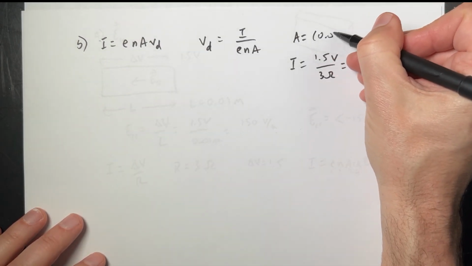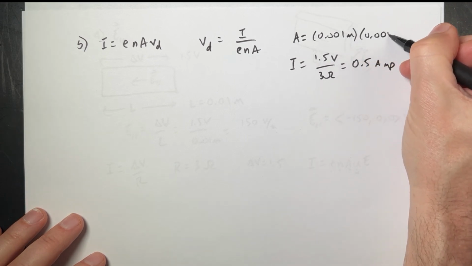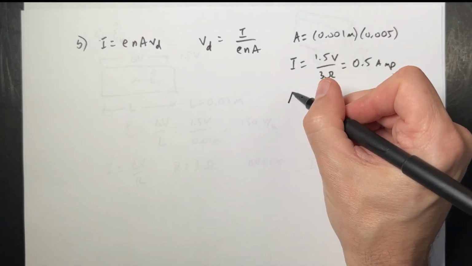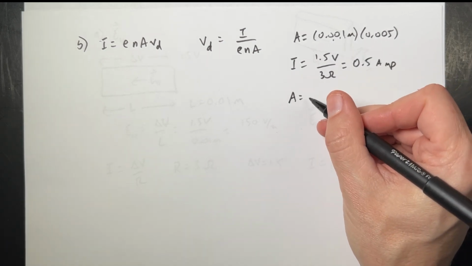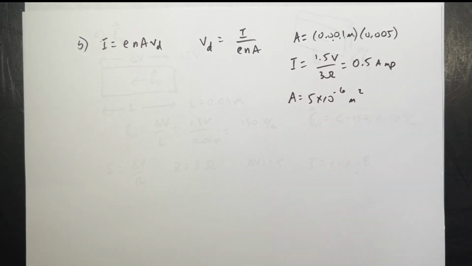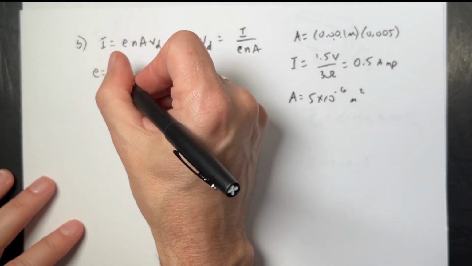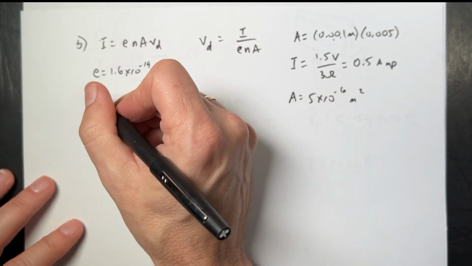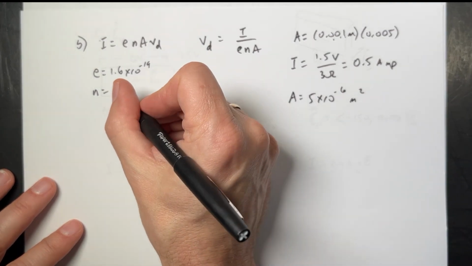So this is 0.001 meters times 0.005 meters. So that's going to be, I can do that. A equals 1, 2, 3, 10 to the negative 6. So it's 5 times 10 to the negative 6 meters squared. And I know e, 1.6 times 10 to the negative 19th. I know n, it was from before. It was 2 times 10 to the 28th.